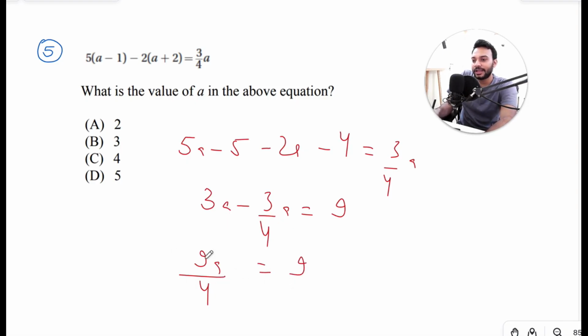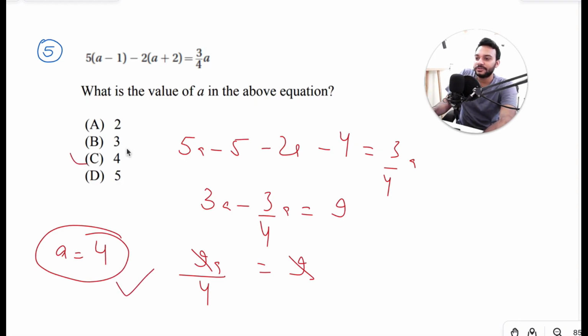9a over 4 is equal to 9. 9 and 9 would cancel if you divide both sides by 9. And then you multiply both sides by 4 to get a is equal to 4. That's how you do this. Option C is the correct one.